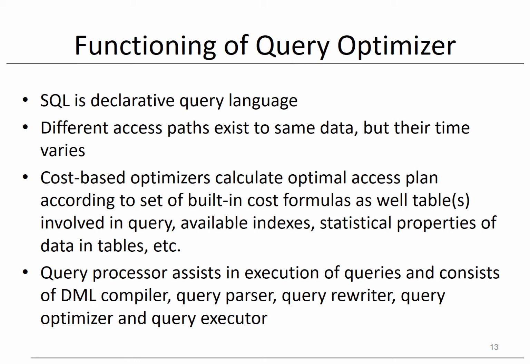Modern cost-based optimizers calculate the optimal access plan according to a set of built-in cost formulas, as well as information such as the table or tables involved in the query, the available indexes, the statistical properties of the data in the tables, etc. The optimizer uses heuristics to determine the best access plan possible, based on the available information and within the boundaries of calculation time.